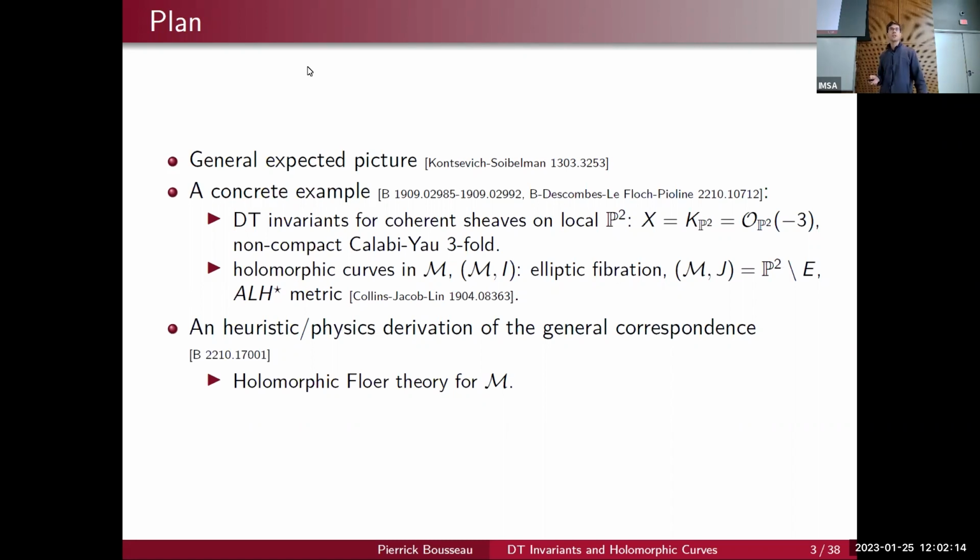And then the main content of this talk will be a concrete example where the Calabi-Yau three-fold will be a very specific one, local P2. So the total space of the canonical line bundle O(-3) over P2. So this thing will be our non-compact Calabi-Yau three-fold.